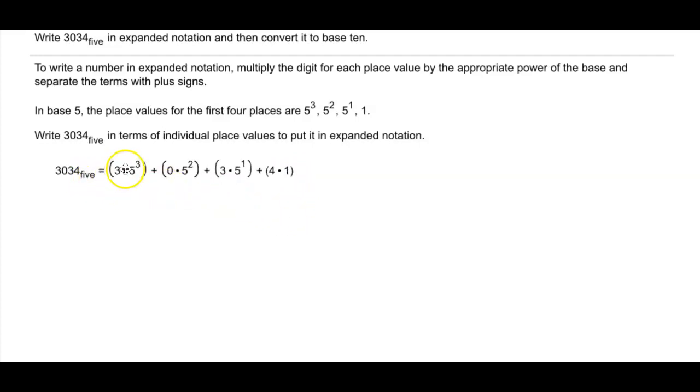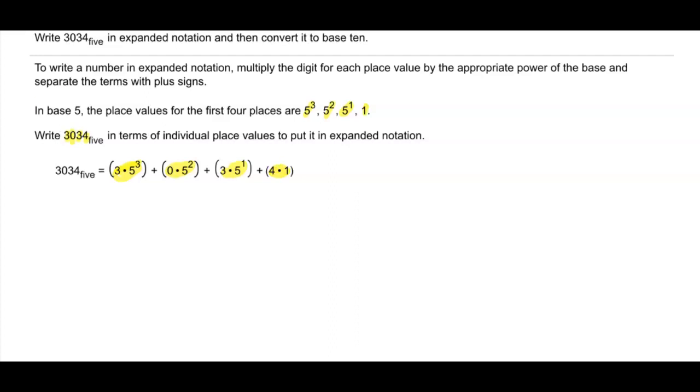So the first thing is, we can see that the first number is 3 times 5 to the third power. Here it's in the fourth place, there's 5 to the third, so 3 times 5 to the third power. Then we have 0, and that 0 is in the third place here, which is 5 to the second power, so that's plus 0 times 5 to the second power. And then the 3 is in 5 to the first power, so it's going to be plus 3 times 5 to the first power. And then the 4 is going to be 4 times 1.